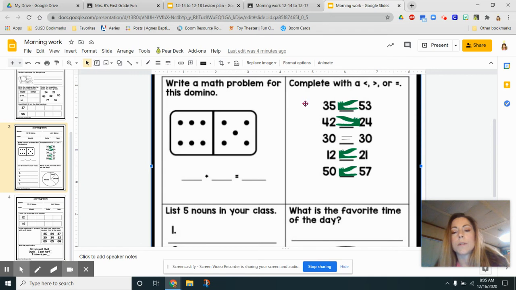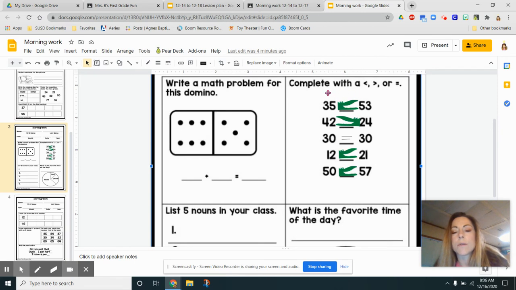So your job is to look at each pair of numbers, 35 and 53, for example, and decide which one is greater. So if you were a hungry alligator, which one would you eat? You would eat the greater one. So the alligator mouth is going to face that way. The alligator is just for fun. That's to help you remember. The symbol goes that direction. So it goes towards the bigger number.